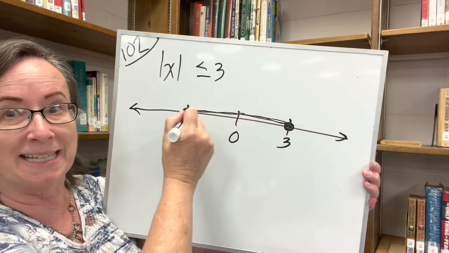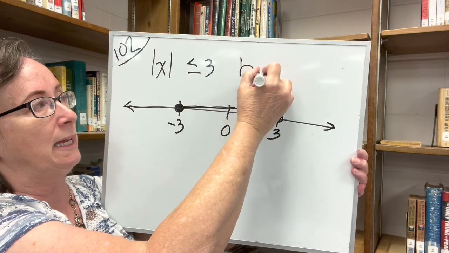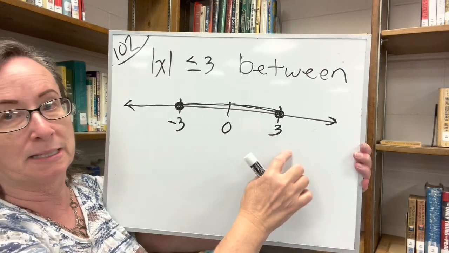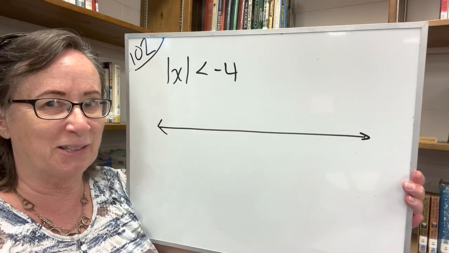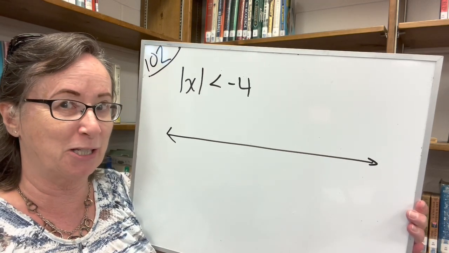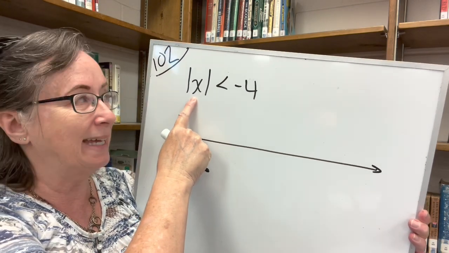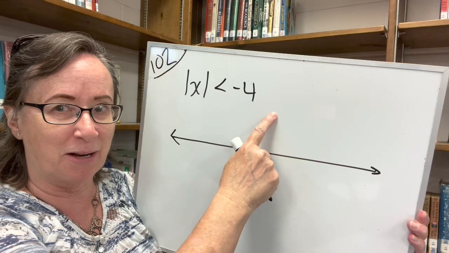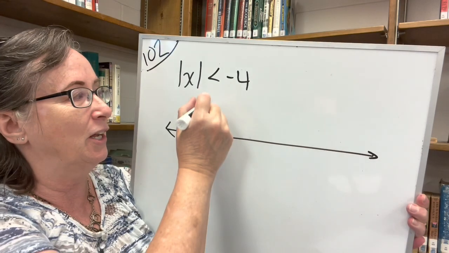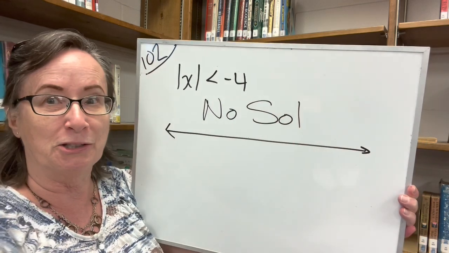So guess what? This is the region. It's between. So when we have a less than 3, it's between two numbers, the opposites, between the opposites. This one's a little tricky. This one is a less than, so according to the last problem, it should be between two numbers, but it's tricky because the absolute value cannot be less than a negative number, because the absolute value is always a positive number. Therefore, no x's would make that true, so no solution.